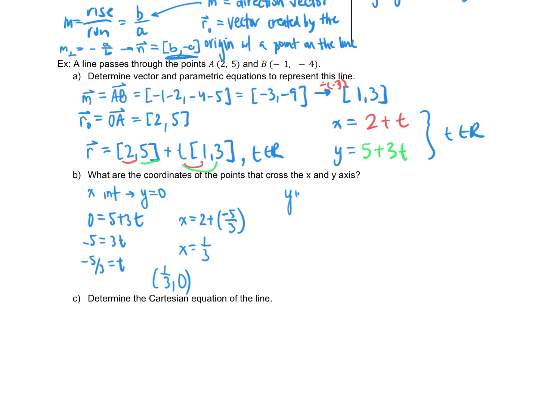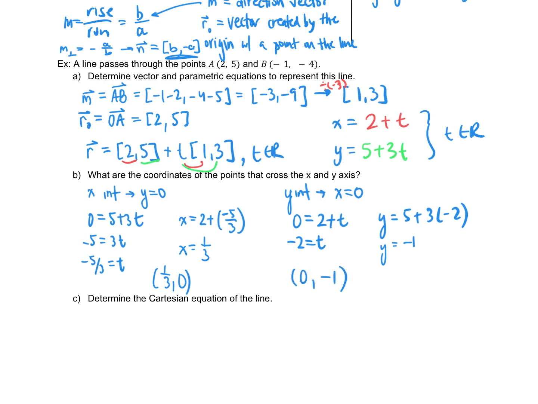Now I'll do the same thing for the y-intercept, but for that one, we're starting with x equals 0. So I'm going to set the parametric equation for x equal to 0, bring that 2 over, and I get t equals -2. So the y-intercept occurs when the parameter is equal to -2. 5 plus 3 times -2 is -1. So our y-intercept is (0, -1).